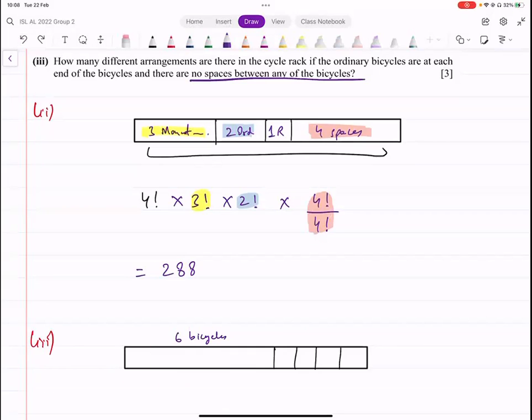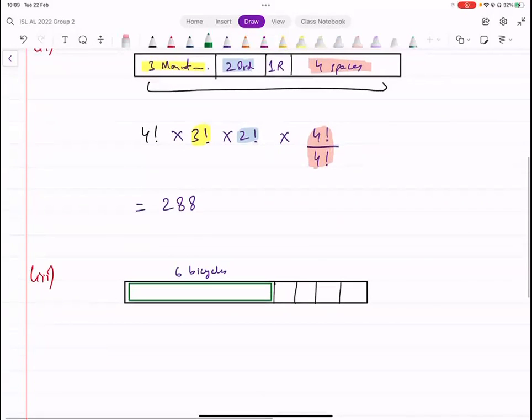One इस box के अंदर, what I'm going to do is I'm going to make another box inside this. ये आपका एक single box है, ठीक है? ये आपका एक single box है जिसमें 6 bicycles होंगी. इस box के एक side के ऊपर you've got 1 ordinary bicycle. दूसरी side के ऊपर you've got another ordinary bicycle. Let's call them O1 and O2 because they're different. They're not the same. Okay.